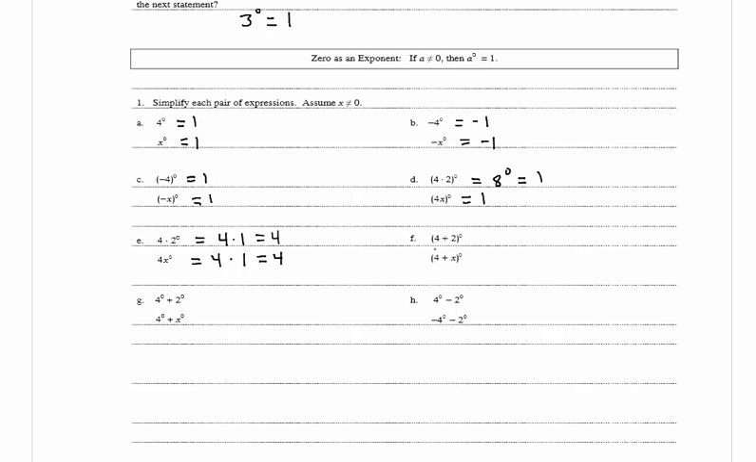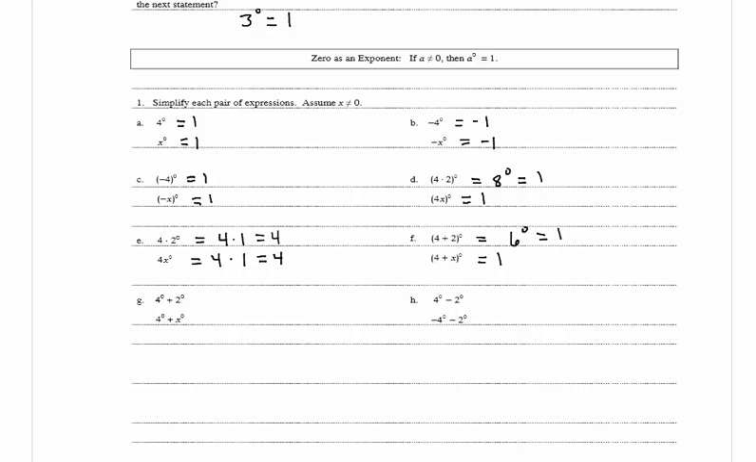In F, we have 4 plus 2 raised to the 0 power is equal to 6 to the 0 power, and 6 to the 0 power is equal to 1. And we have 4 plus x all raised to the 0 power, and that's equal to 1, because regardless of what x is inside the parentheses, when we raise it to the 0 power, it'll be equal to 1.